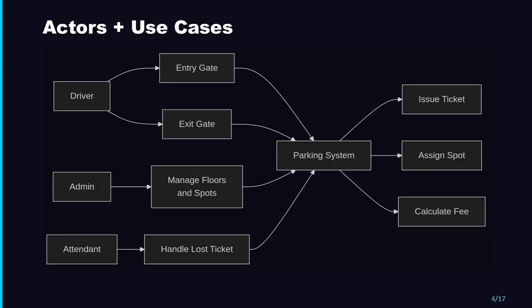Actors are simple. The driver enters and exits. The entry gate asks the system for a spot. The exit gate calculates payment. An admin manages floors and spots. An attendant handles special cases like lost tickets. This diagram is useful because it separates human roles from system responsibilities.